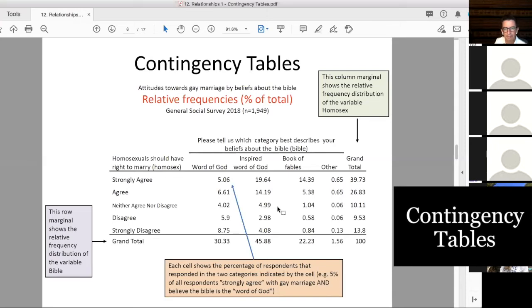Which one is the highest number? It's this 1964, right? It's about 20%. What does that 20% represent? It says that 20% of all respondents, 20% of this 1949, strongly agree with gay marriage and believe that the Bible is inspired in the Word of God. That's the most common combination of all respondents, right?